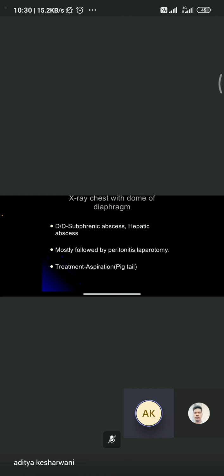Same thing, subphrenic abscess or subdiaphragmatic abscess or a hepatic abscess, mostly followed by peritonitis or laparotomy. Treatment is aspiration if there is a hepatic abscess. If there is a liver abscess, the treatment is ultrasound guided aspiration with a pigtail catheter. If it is a large one, then it can be drained surgically also.